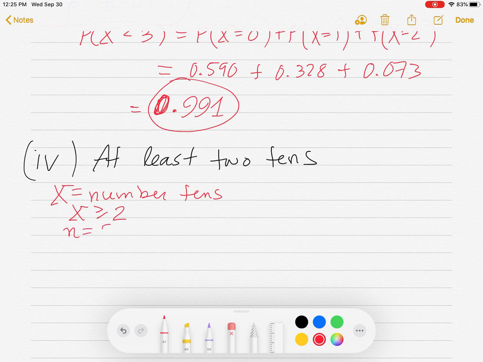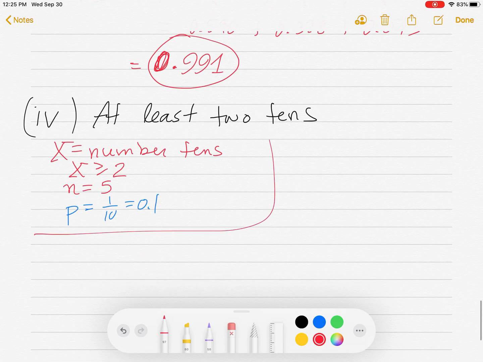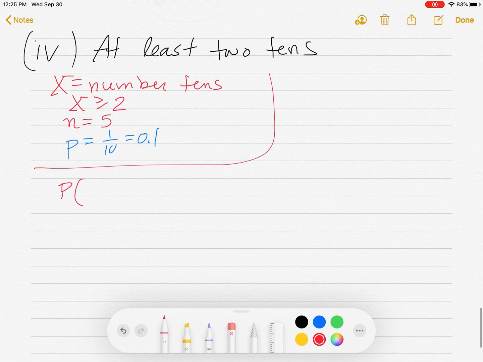Okay, now n is the number of trials, right? We're still rolling this die 5 times, so there's still 5 trials. And your probability of success on a single trial, just rolling it 1 time, is still 1 in 10, which is 0.1. So I'm going to write this as the probability of x greater than or equal to 2, right? We want to find the probability of getting at least 2 tens.